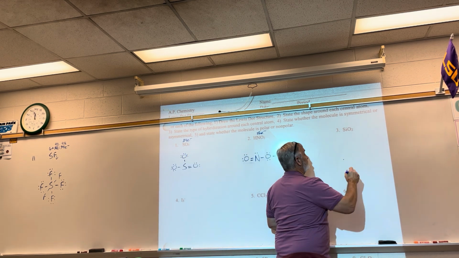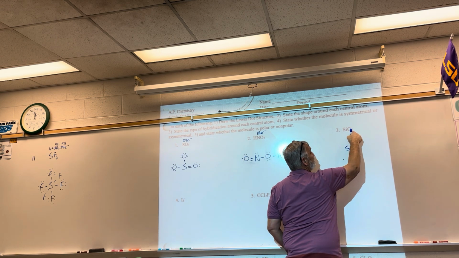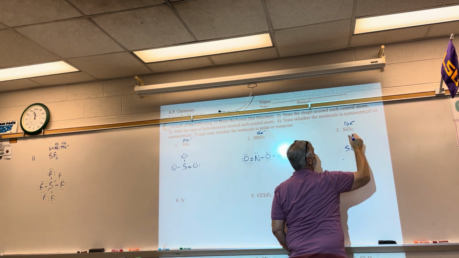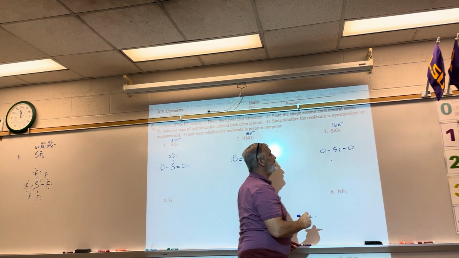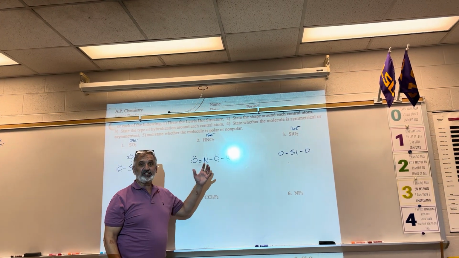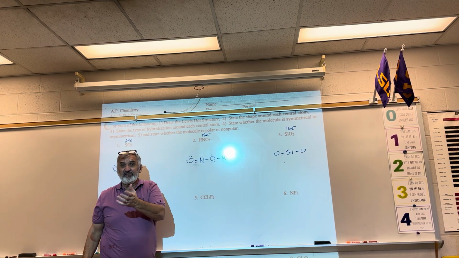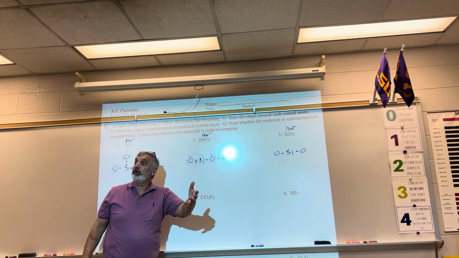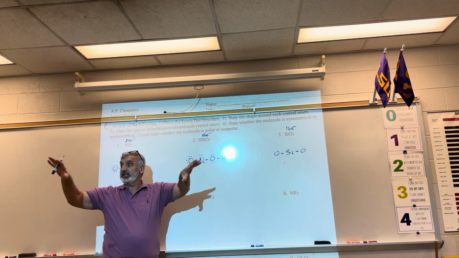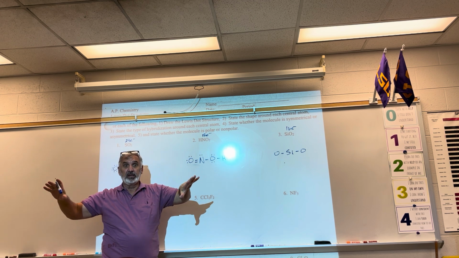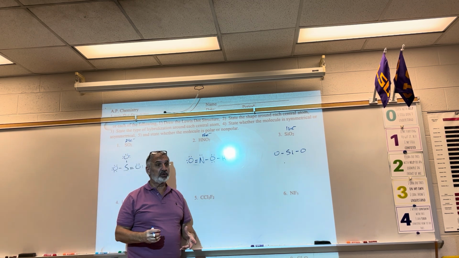Silicon dioxide. Silicon has 4, and then 12 from the oxygens, so I have 16 electrons. I'm just going to go oxygen, silicon, oxygen. Notice that I am putting them opposite each other if possible, because we're going to be learning the valence shell electron pair repulsion theory. The valence shell electron pairs repel and get the maximum distance apart. So we're going to start talking about the shapes of molecules shortly.